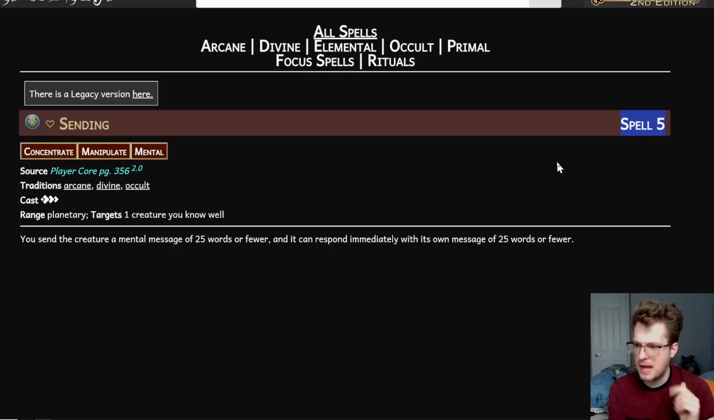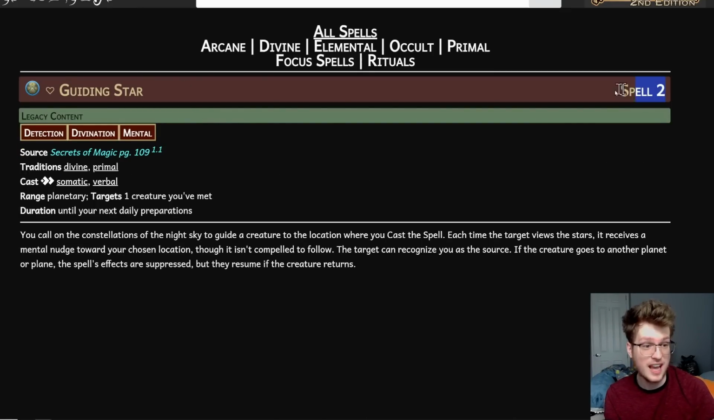But this is Pathfinder 2nd edition, so there are more ways to get around that. If all you are trying to do is send a location, you can do Guiding Star, which is only 2nd rank. Very, very affordable. You can buy a scroll of Guiding Star for only 12 gold pieces, and then any divine or primal caster will be able to cast it. So this is not accessible to your bards or your wizards, but hey, you can't all be winners. And this lets you guide a creature to the location where you cast the spell, so that way you can nudge it over towards you, tell it how to get home, etc.